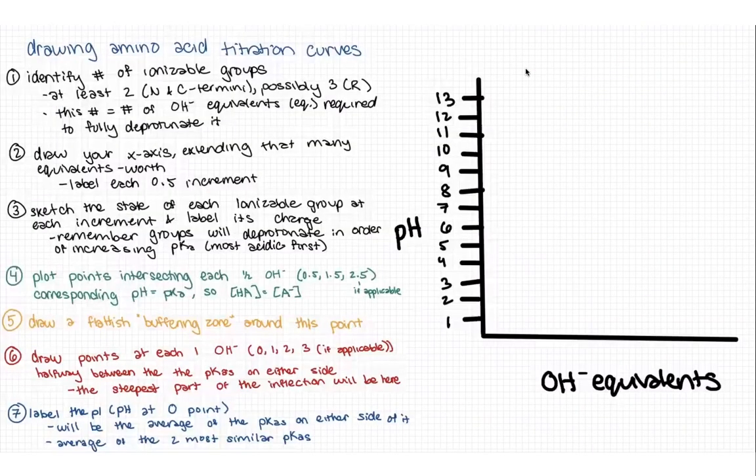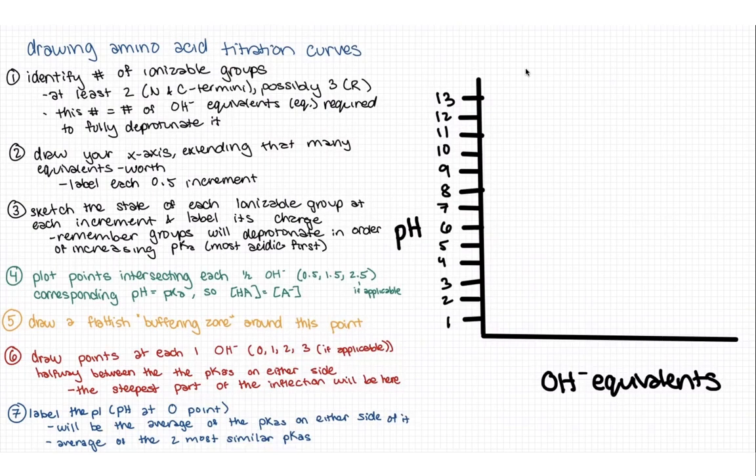So that's the basic strategy for drawing your amino acid titration curves. First, identify the number of ionizable groups. You're going to have at least two: your N and your C-termini, possibly a third group in your R group. And that's going to be the number of OH minus equivalents needed to fully deprotonate it. You're going to then draw your x-axis to extend that many OH minus equivalents. You're going to label each 0.5 increment, because remember, the 0.5 increments are where the pH is going to correspond to one of our pKas.